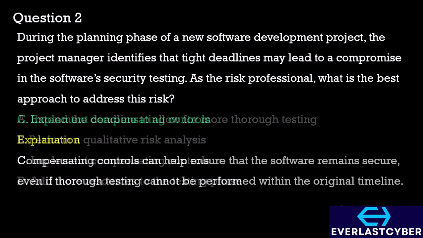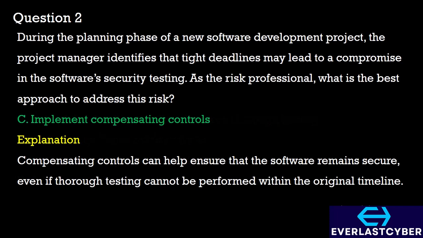So in this scenario, we'll be going with option C. Compensating controls can include measures like enhanced monitoring, automated testing tools, or increased code reviews that will help ensure security without requiring extensive additional time for testing.